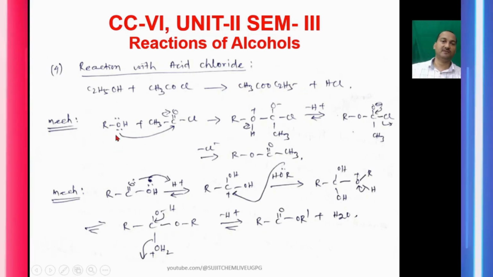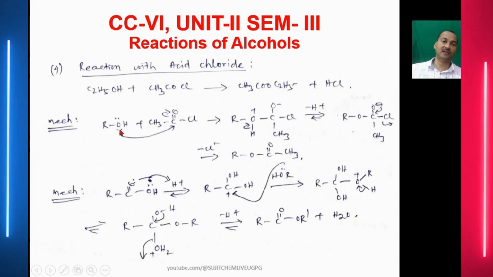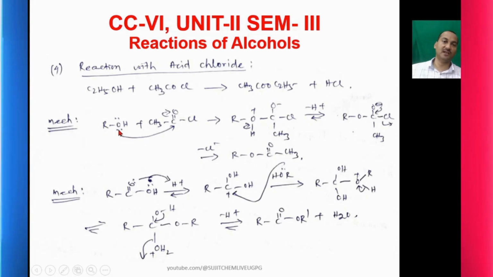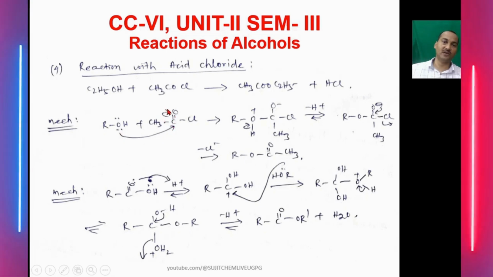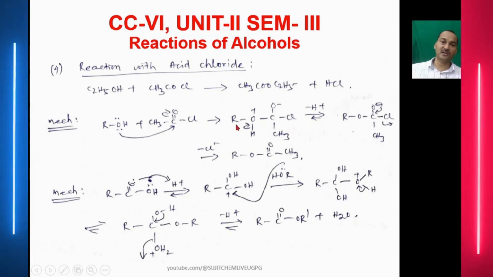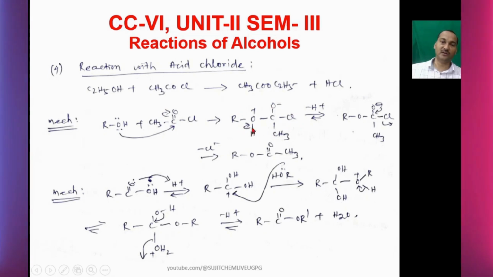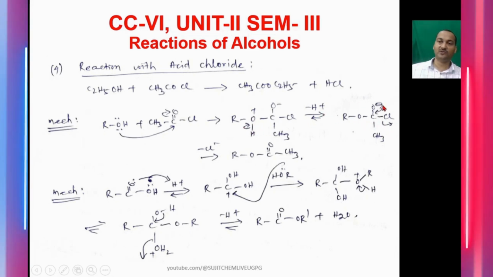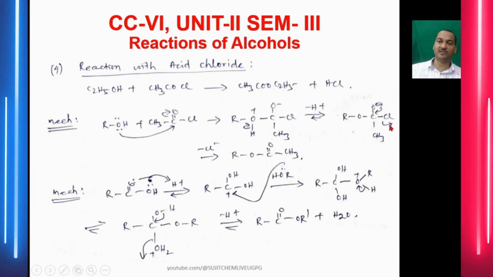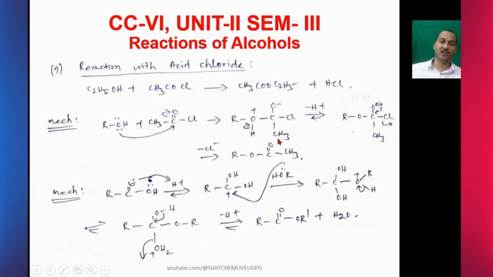So this is the mechanism. So alcohol oxygen lone pair can act as nucleophile. So oxygen lone pair can attack this carbonyl carbon and the C=O double bond will break on oxygen. So as a result you end up with this intermediate. So here loss of a proton takes place, giving rise to this intermediate, and when this O minus comes back, it will kick out Cl as Cl minus. So you will end up with ester.